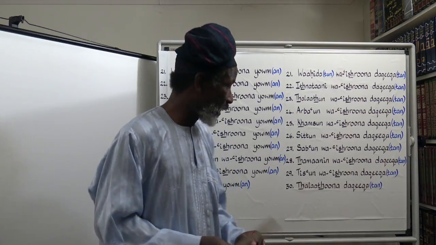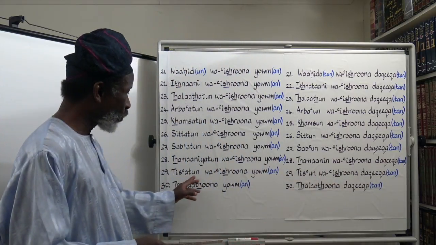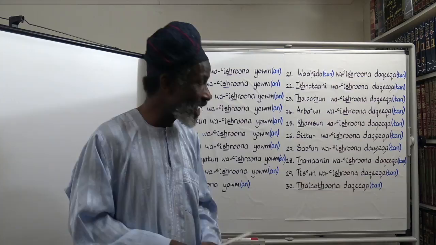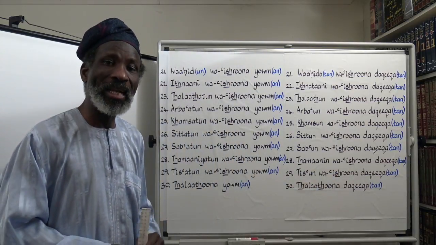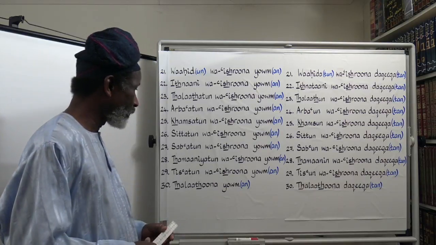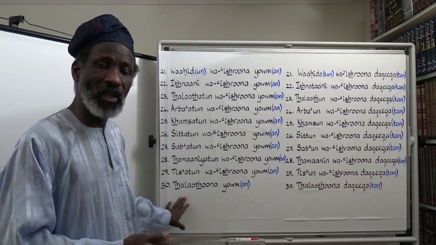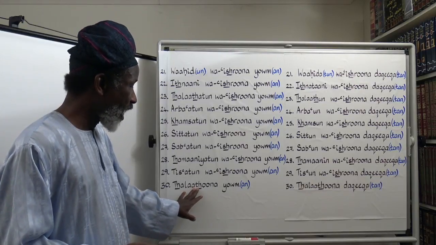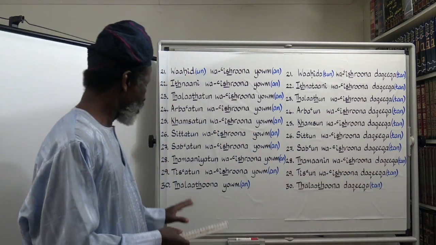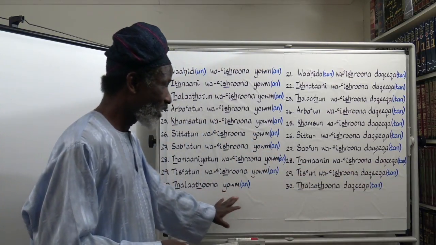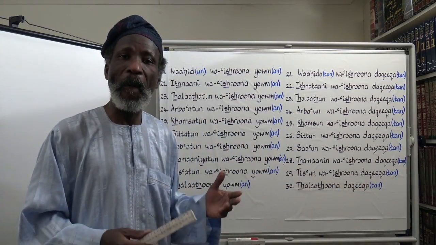29 يوما. 29 دقيقة. 29 days. 29 minutes. Now we come to 30. So there's no gender for 30. 30 يوما. 30 دقيقة. 30 days. 30 minutes.